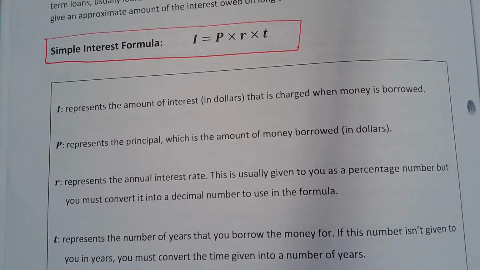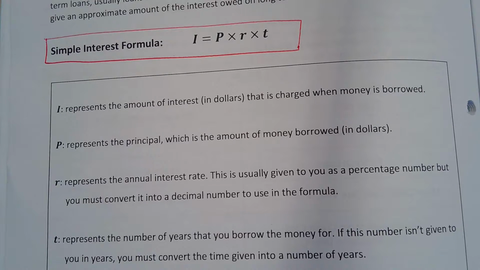If I borrow $500 from Hassan, that is called the principal. I have to pay him that $500, right? But there's a little bit more, the interest. So I is the amount of interest. P is the principal, how much was borrowed, the original amount.